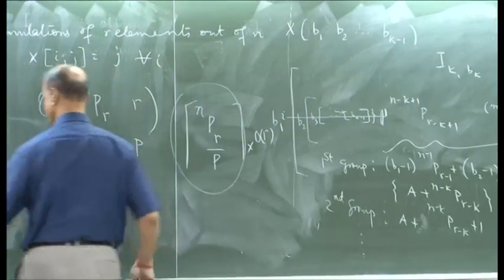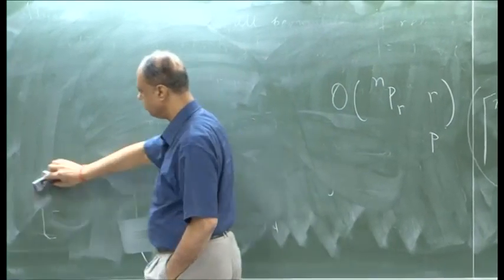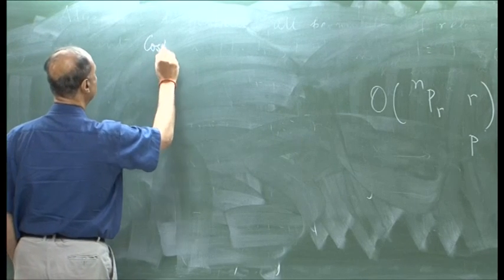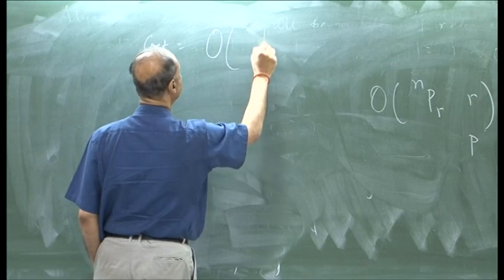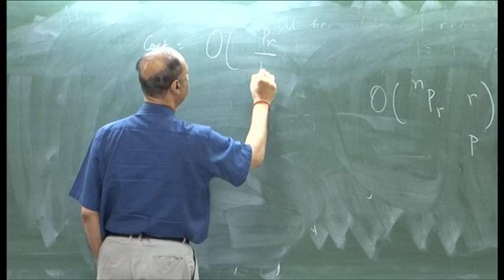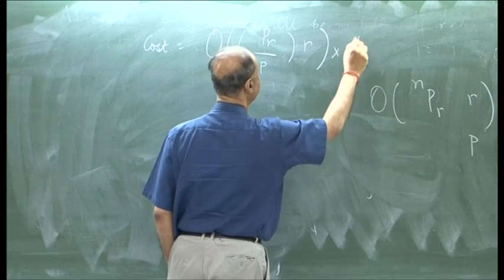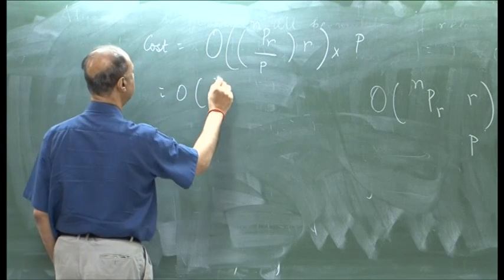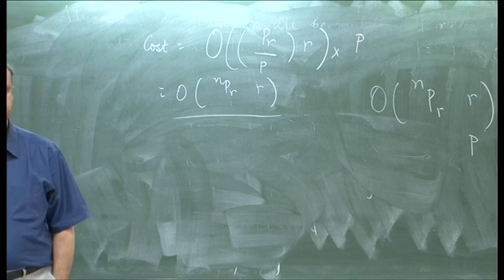Now what is the cost of this parallel algorithm? If you remember the definition, the cost of a parallel algorithm is nothing but the worst case time complexity multiplied by the number of processors. The worst case time complexity is nPr by P into r, times the number of processors. That's the cost, which is order nPr into r.